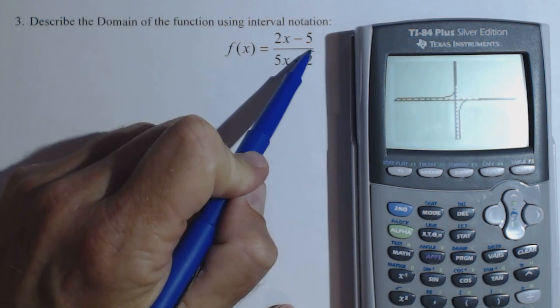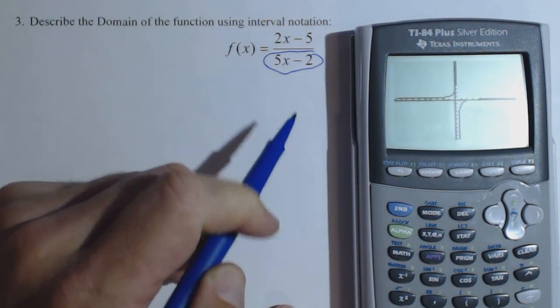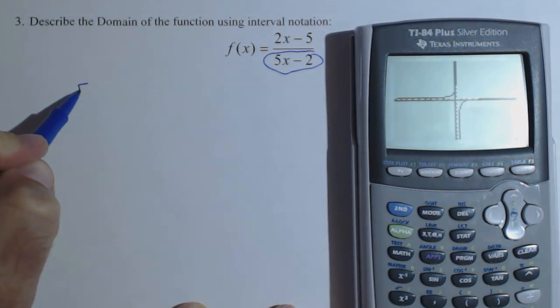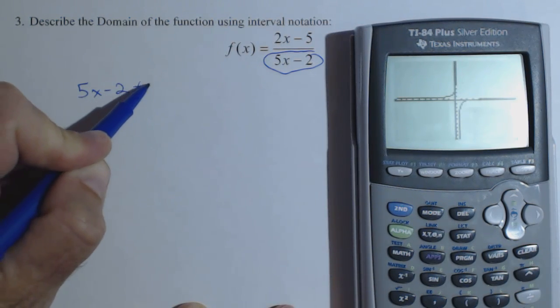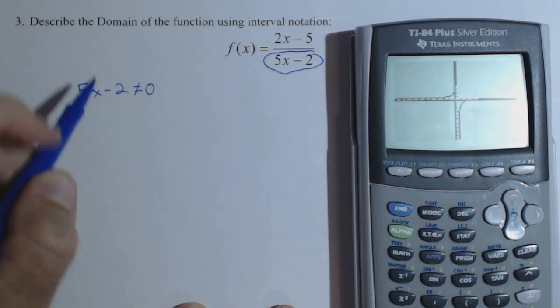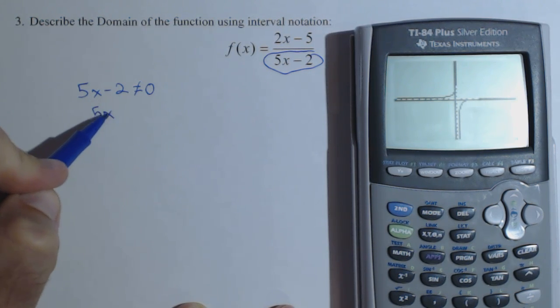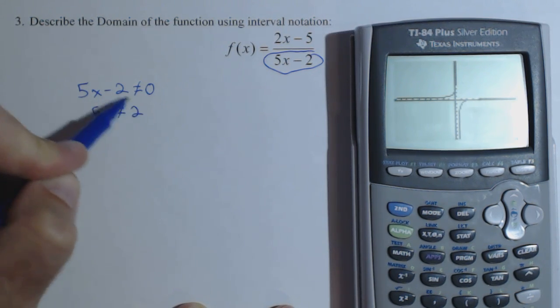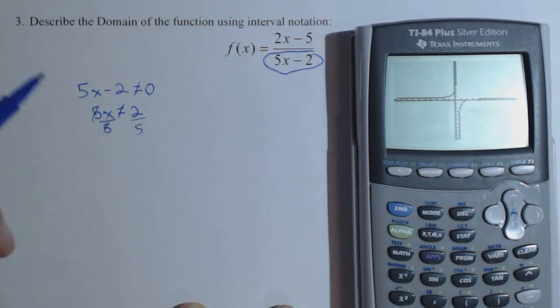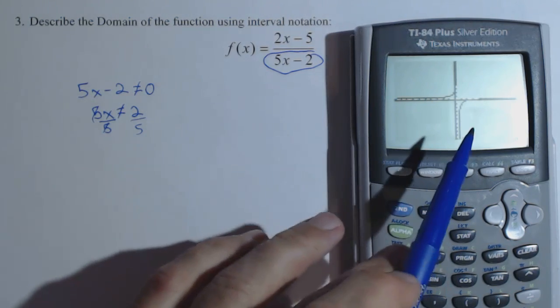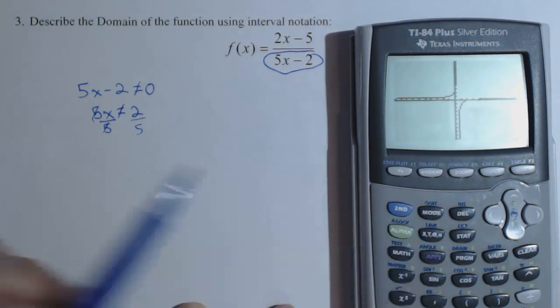We know we can't divide by 0, so this is what's going to cause an issue with our domain. Essentially that 5x minus 2 cannot be 0, and then we'll solve this for x. So 5x cannot equal 2, add 2 to both sides, divide by 5, and we get x that cannot equal 2/5, which appears to match what we have graphically.